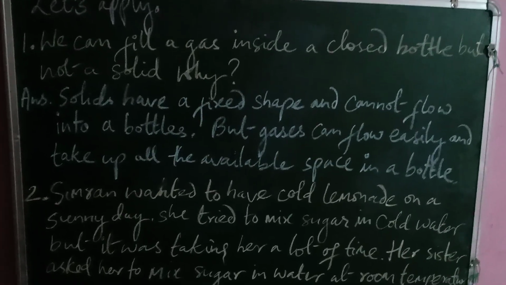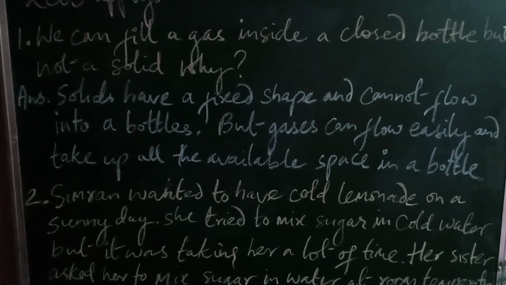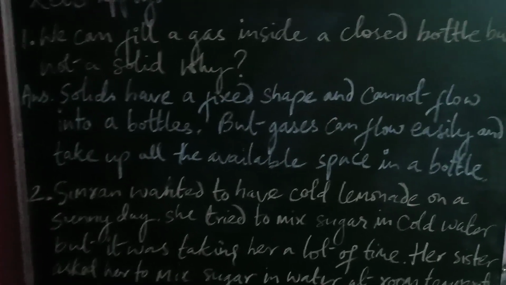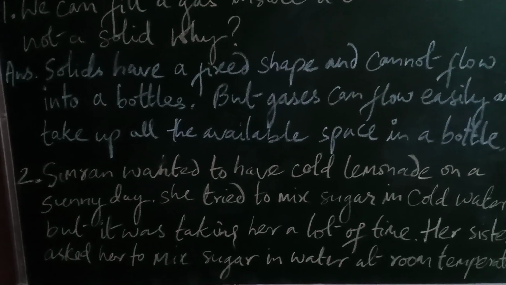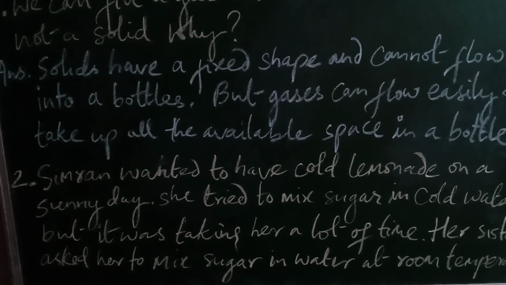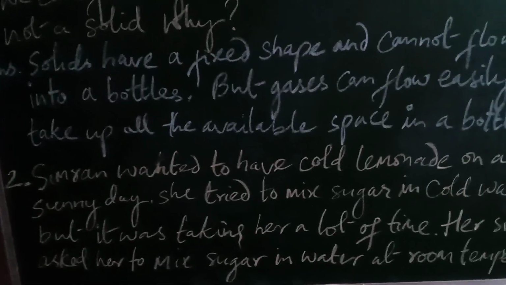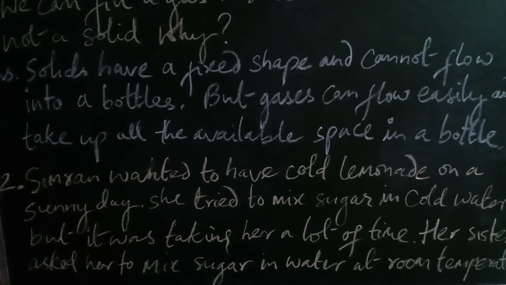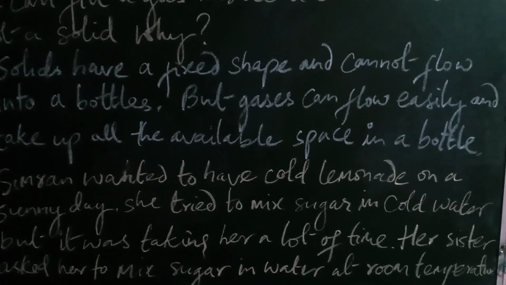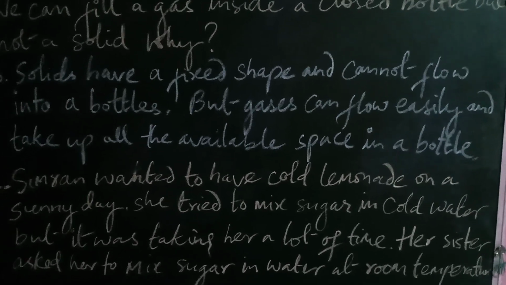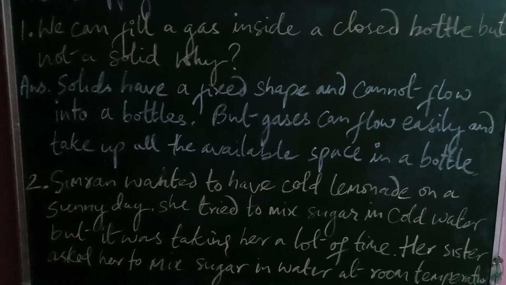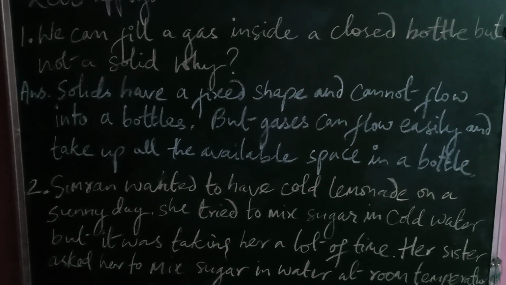And then question number 2. Simran wanted to have a cold lemonade on a sunny day. She tried to mix sugar in cold water, but it was taking her a lot of time. Her sister asked her to mix sugar in water at room temperature. When Simran tried this, the sugar got dissolved in a few seconds. Why? We have to give the reason why the sugar dissolved at normal temperature.